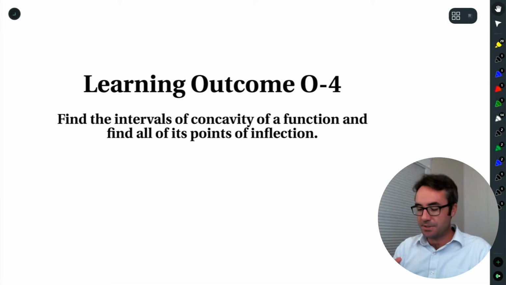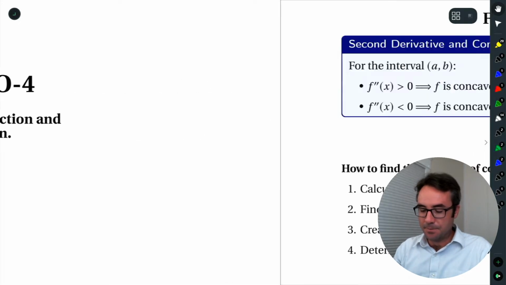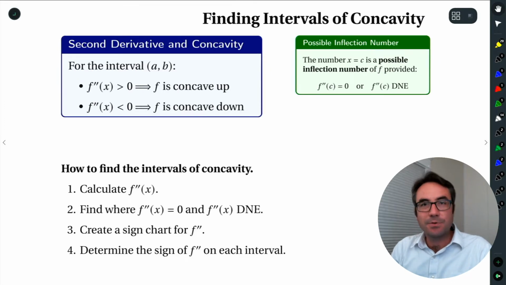All right, so let's start with how do we find the intervals of concavity? Well, we've seen this before, that the shape of our function, the concavity of our function, is somehow related to its second derivative. We've seen this idea before, but let's review it.